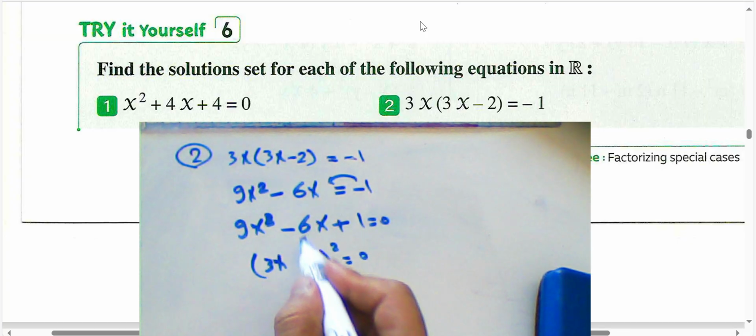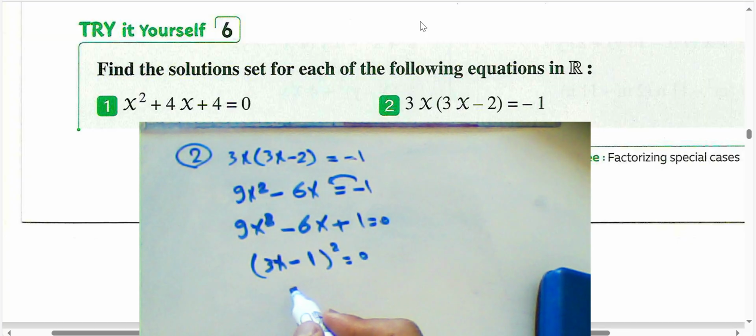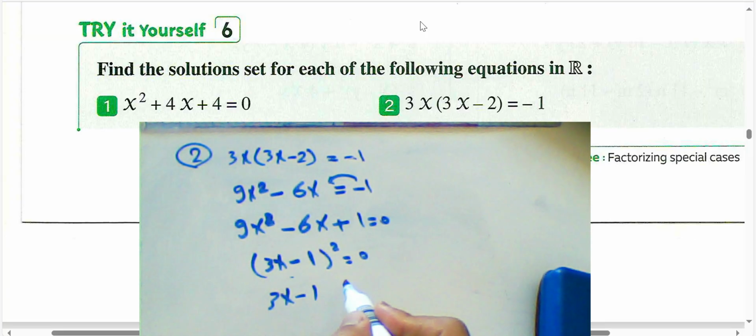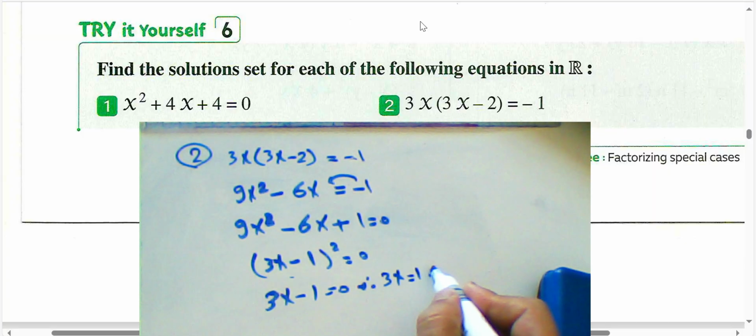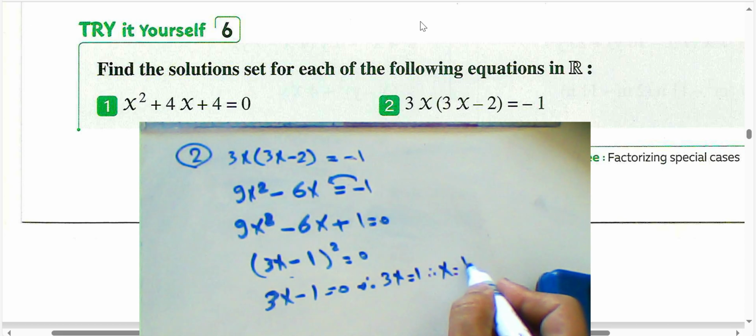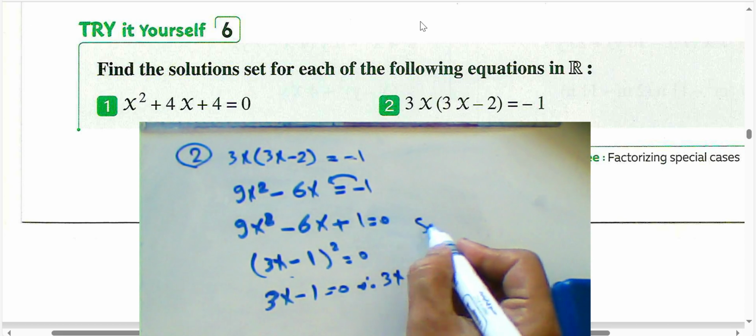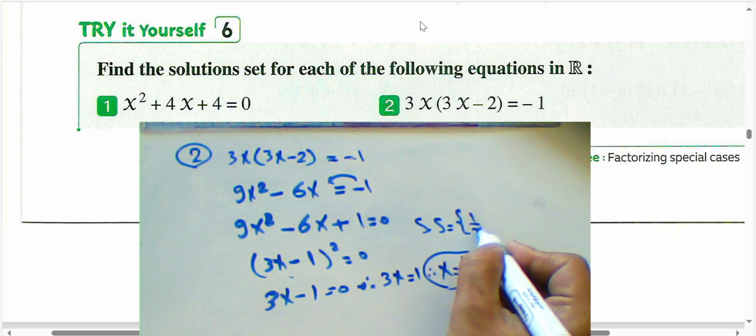This will be 3x, and right in the middle, the square root of the third. We can take the square root positive or negative; of 0 it will be 0. Then 3x − 1 will be 0. Then 3x will equal 1. We can divide by 3, then x equals 1/3. In the real numbers, the solution set will be {1/3}.